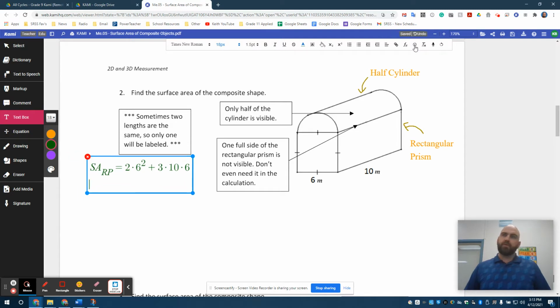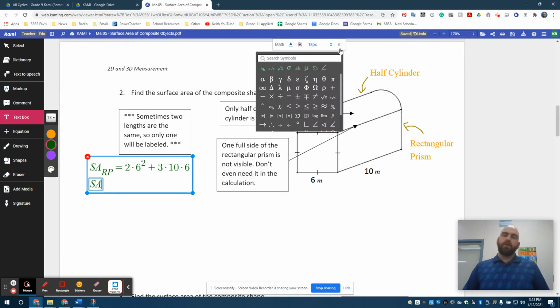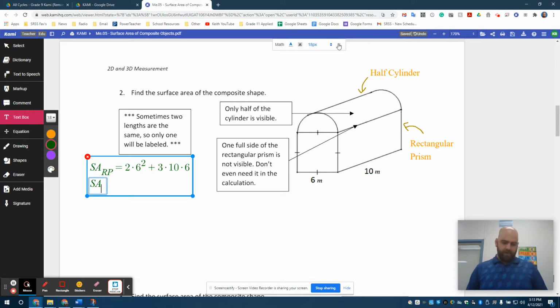Move that in a little bit more because we've got a bit more room. Now, I just do the calculations. So surface area of my rectangular prism, could also be pyramid as well, but we're going to do a rectangular prism, is 2 times 6 squared plus 3 times 10 times 6. And I get a total of 252 meters squared.